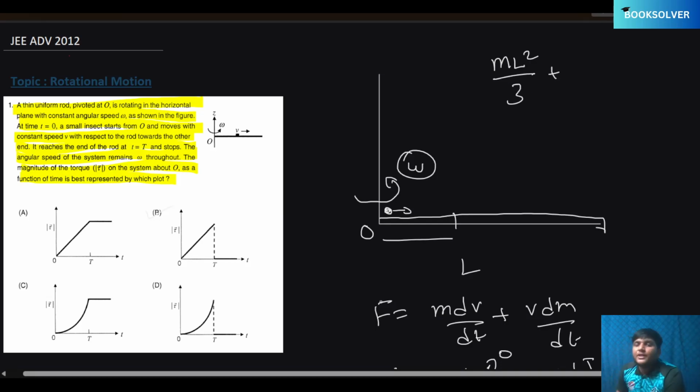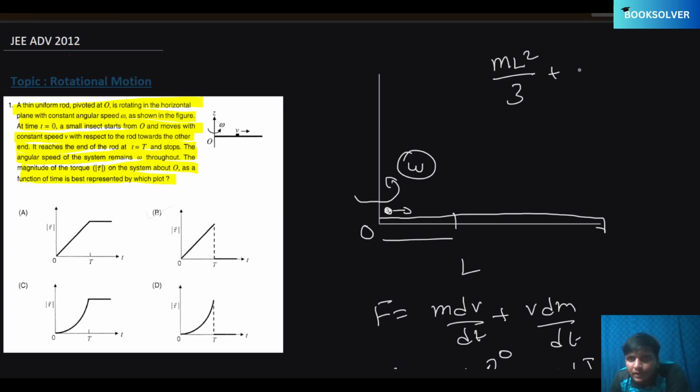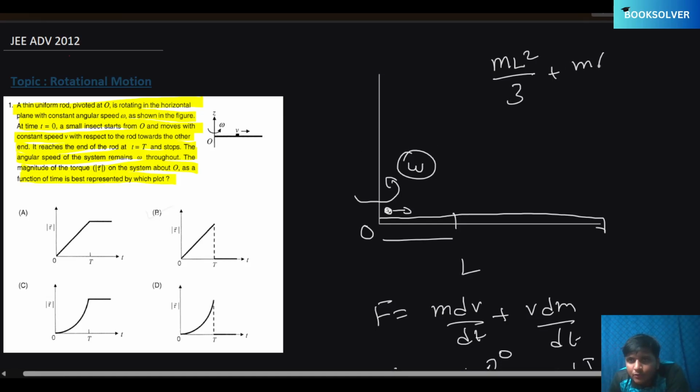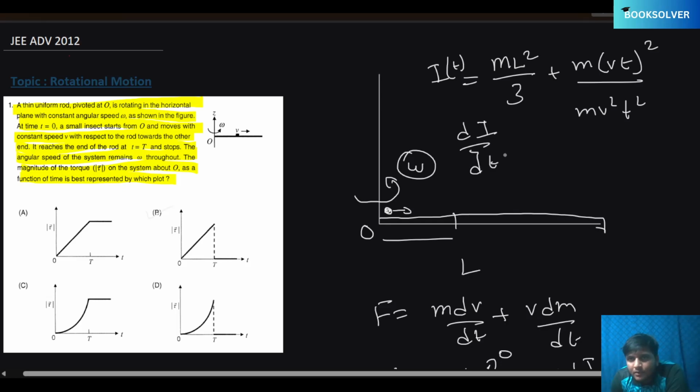What will be the moment of inertia added by the ant here? Since it is moving with a constant velocity v, it will cover a distance of vt, and we know that the moment of inertia of the ant will be nothing but m r square. Okay, so m (vt) square. So we can write it as m v square t square. Now we want dI as a function of t. We want dI by dt, which will be, if we differentiate this, m v square times 2t. This is our function here.